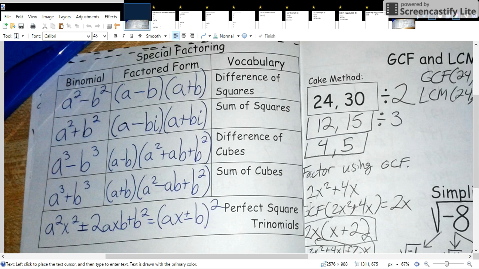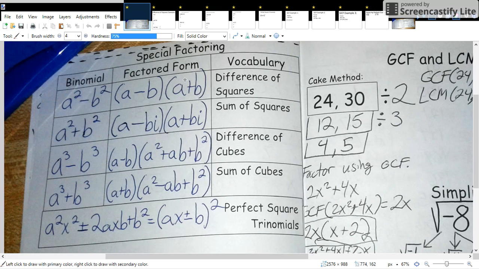Okay, so in our little quadratics book, we're going to turn to page 7, which is special factoring. We have our binomial, the factored form, and what it's called. So for our difference of squares, we have a squared minus b squared. Our factored form would be parentheses a minus b, and then close parenthesis, open parenthesis, a plus b.